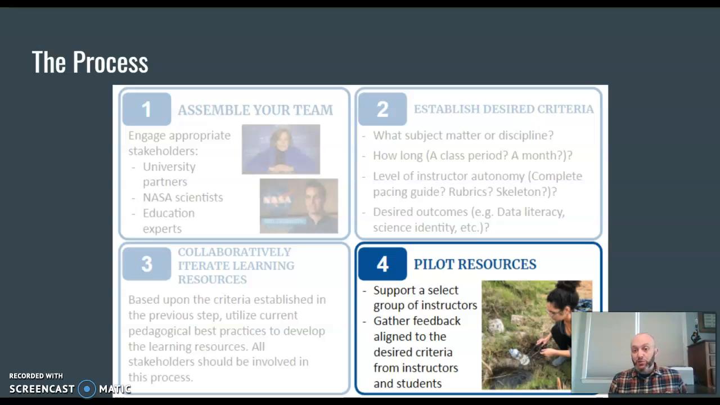Can citizen science be used in a non-science class? So we're eager to get the feedback from both the students and the instructors, once they're finished piloting this resource.